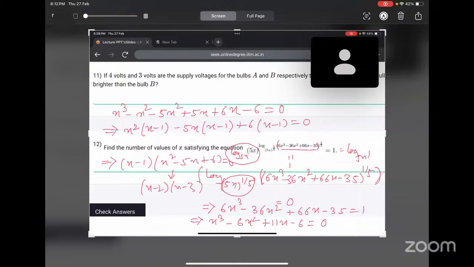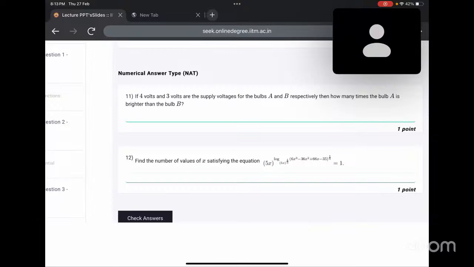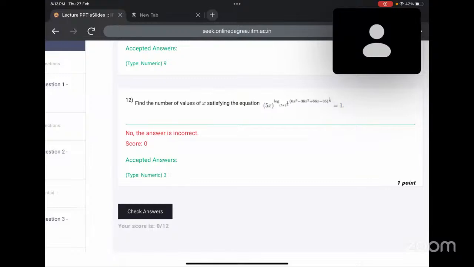So yeah, you are right. So we have x equals 1, 2, and 3, right? So we got basically 3 values of x. Yes, x equals 1, 2, and 3. Now let us check the answer. What is the answer? So the answer is 3, right? That means for x equals 1, 2, and 3, these 3 values of x will satisfy this equation. Okay, so the number of solutions is 3.